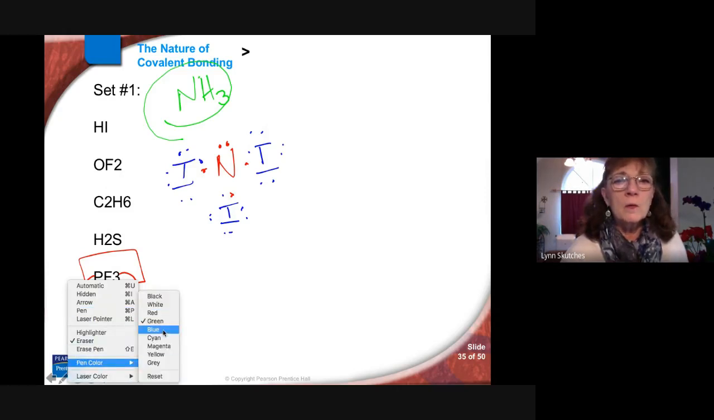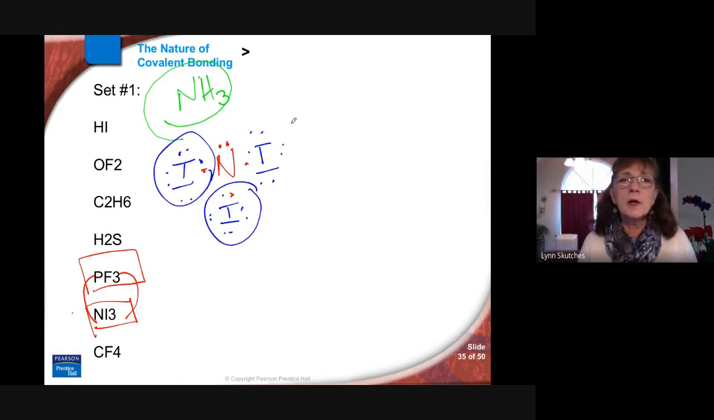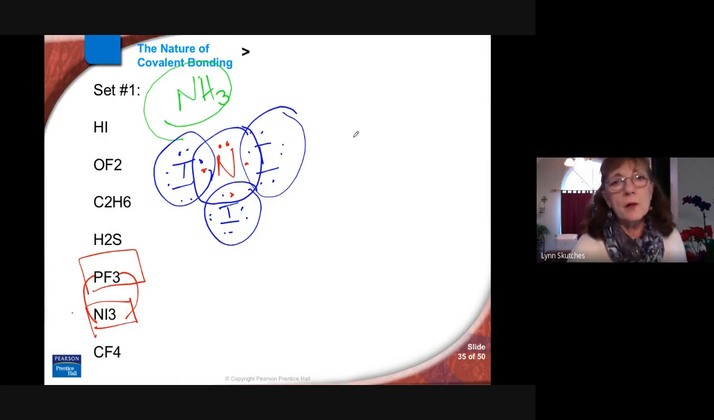Sorry, I don't know what I'm doing here. Iodine has 8. This iodine will have 8. This iodine will have 8 when they're bonded to nitrogen. And then the 5 on nitrogen plus 1 from each of the 3 iodines gives nitrogen 8 as well. Questions on that?